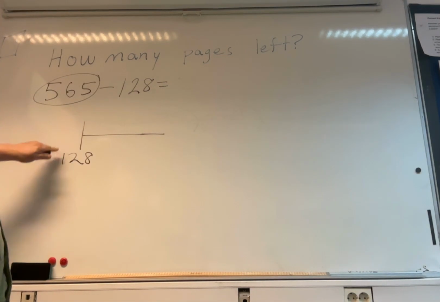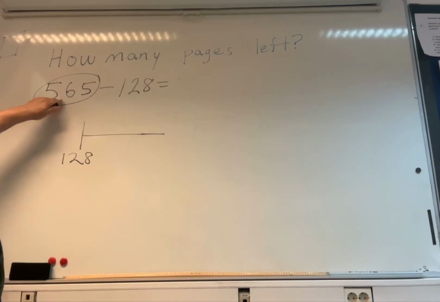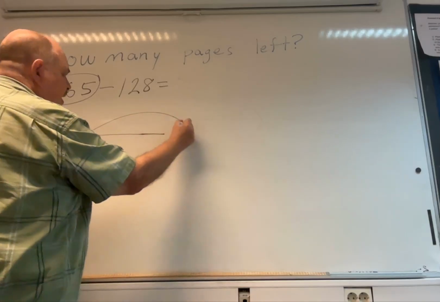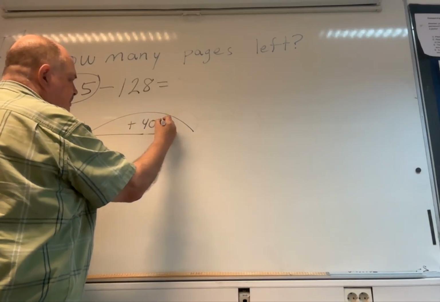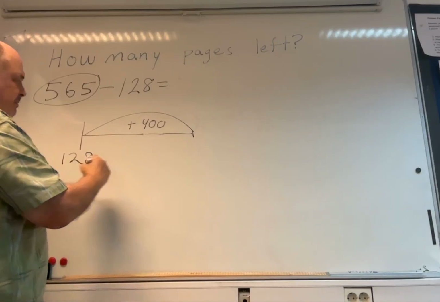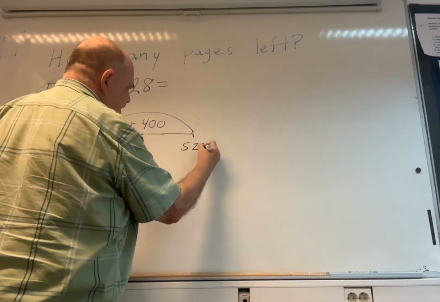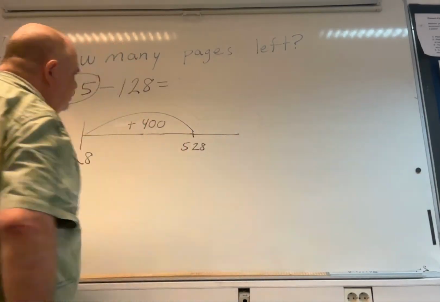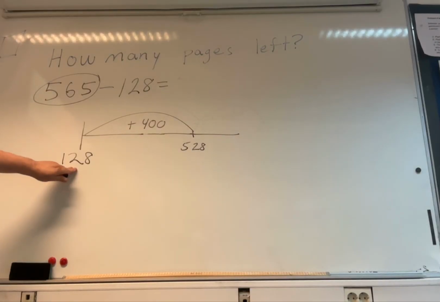Can I add 400? Yes. 400 plus 128 would keep me under the target number. So I'm going to add 400 to it. Plus 400. I put the new number here. 400 plus 128 is 528. I've gotten very close. Okay, I'm ready for another jump now.